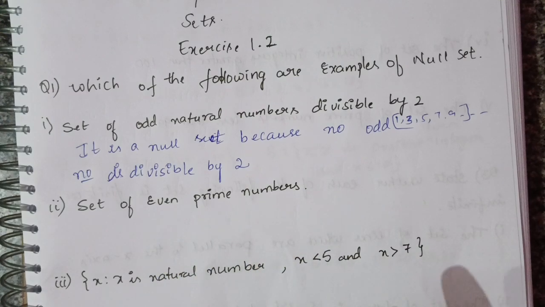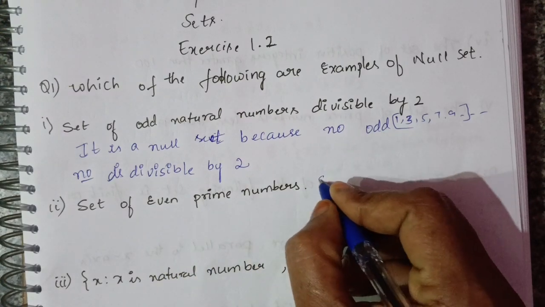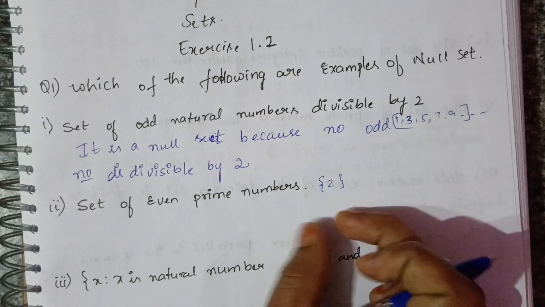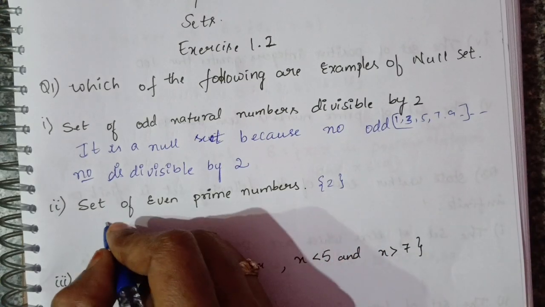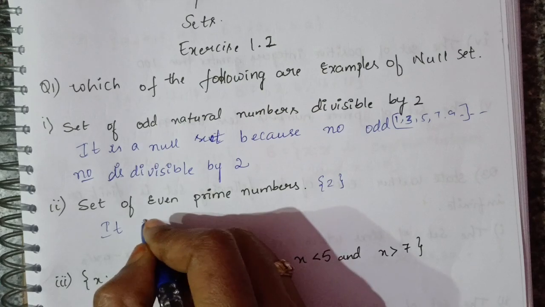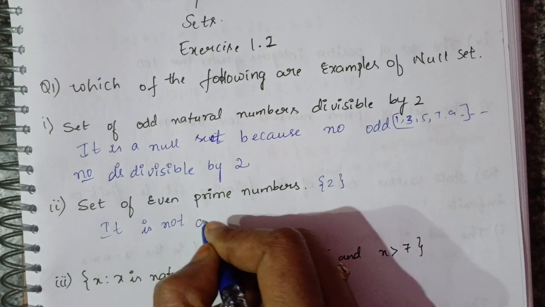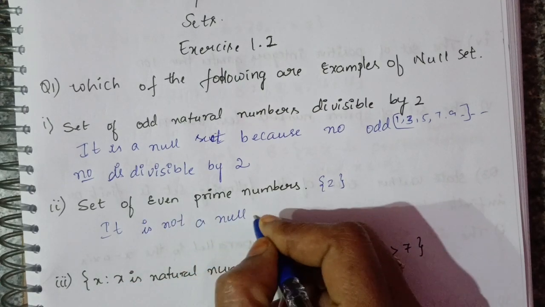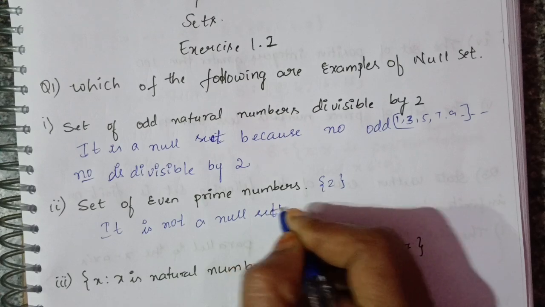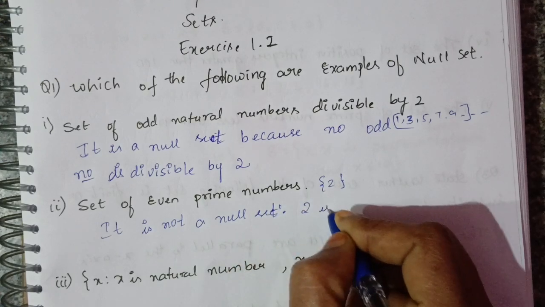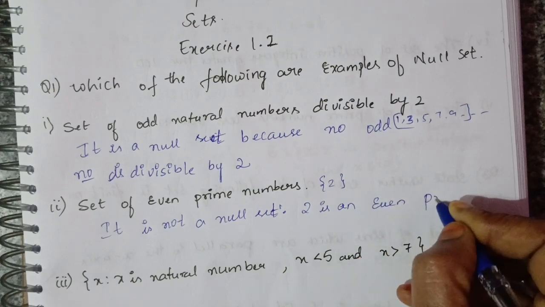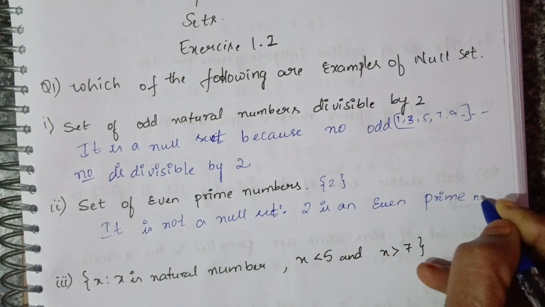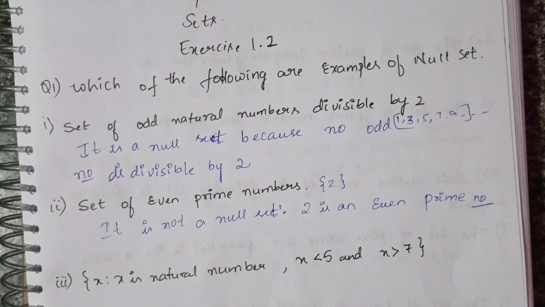Next, the set of even prime numbers. Even prime numbers means what? Only 2 is there. If a set has any element, it is not a null set. The reason is that 2 is an even prime number.